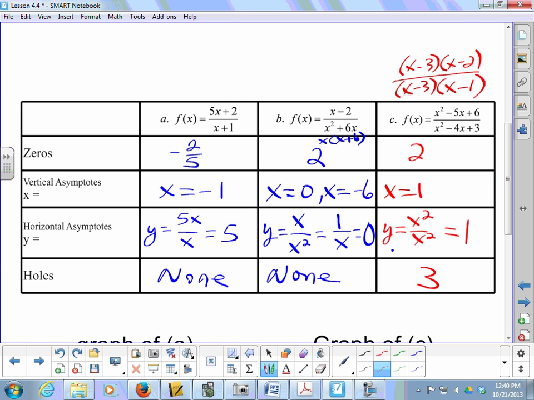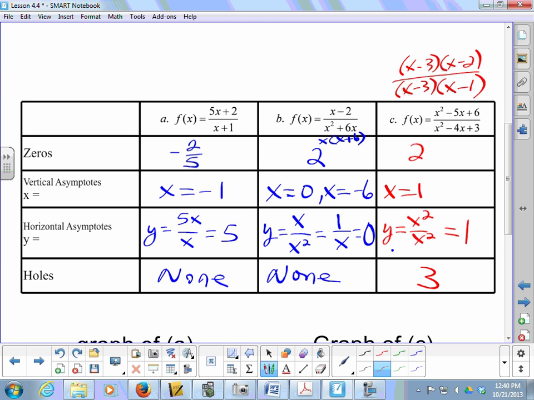So if the degree of the numerator and the degree of the denominator are the same, then your horizontal asymptote or your end behavior is just going to be the ratio of your leading coefficients. Leading coefficient here is 5, leading coefficient there is 1. Leading coefficient here is 1, leading coefficient there is 1. 5 over 1 is 5, 1 over 1 is 1.